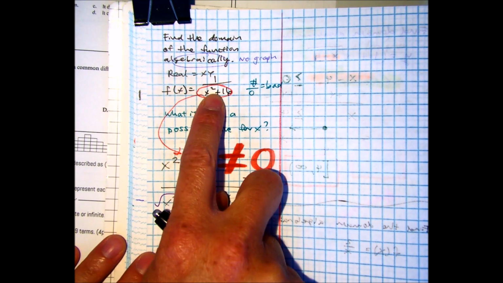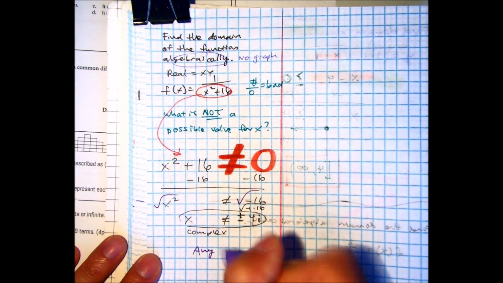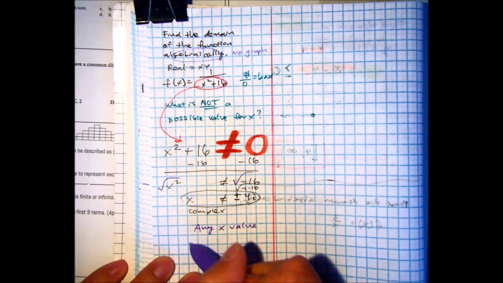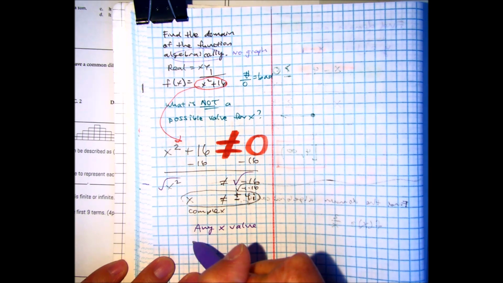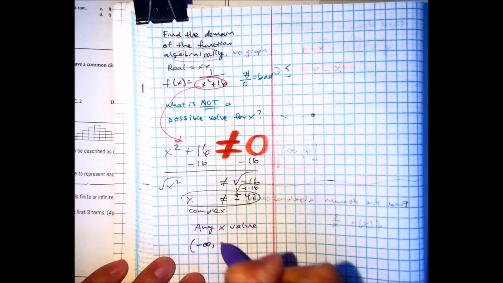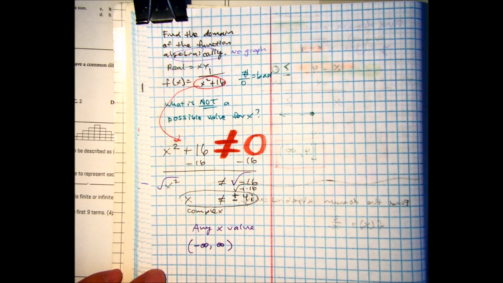I can actually pick any x value. If I can pick any x value, how would I write that in interval notation? You can pick negative infinity to positive infinity. And this is our big answer.